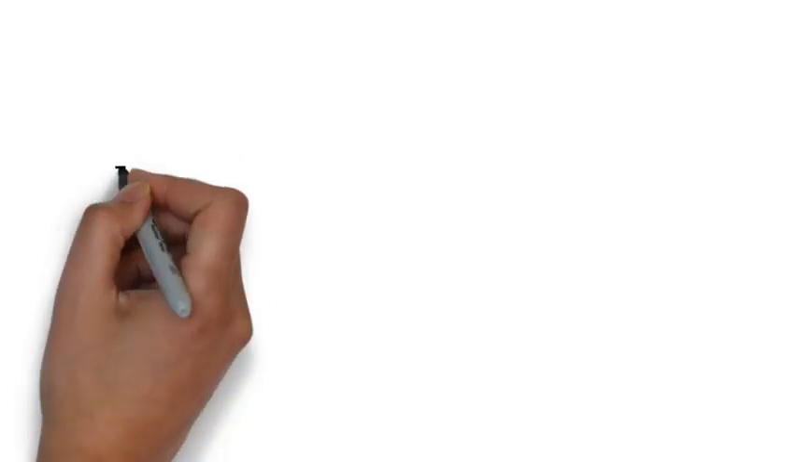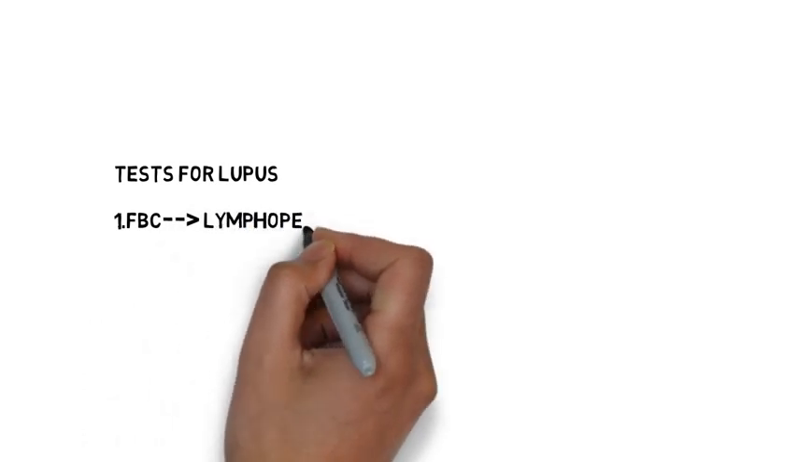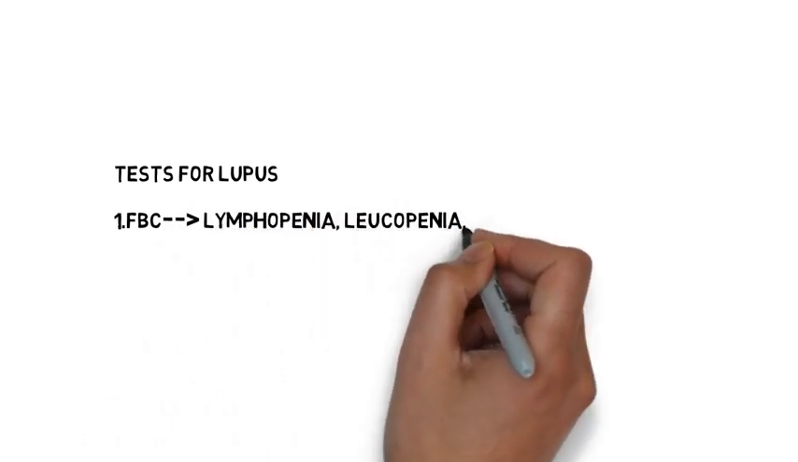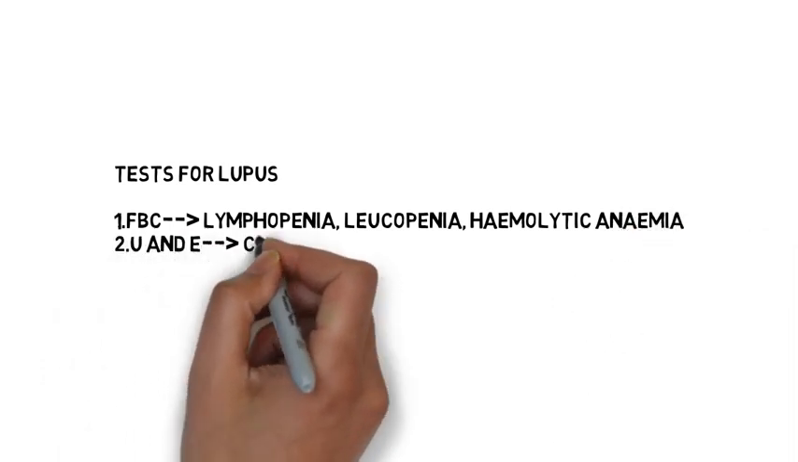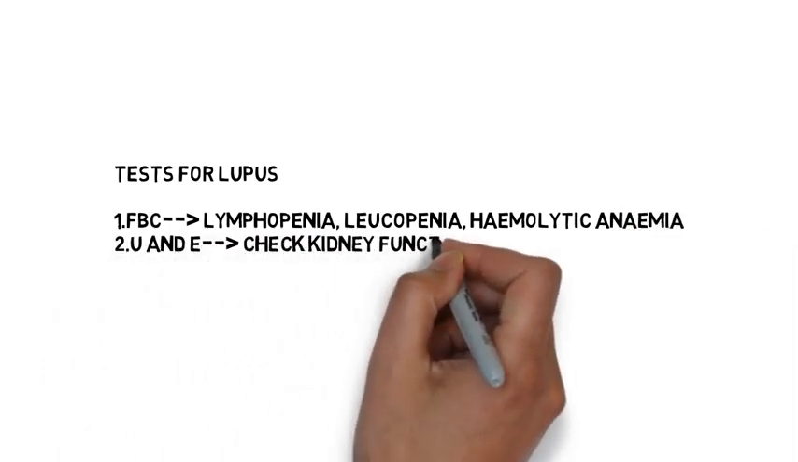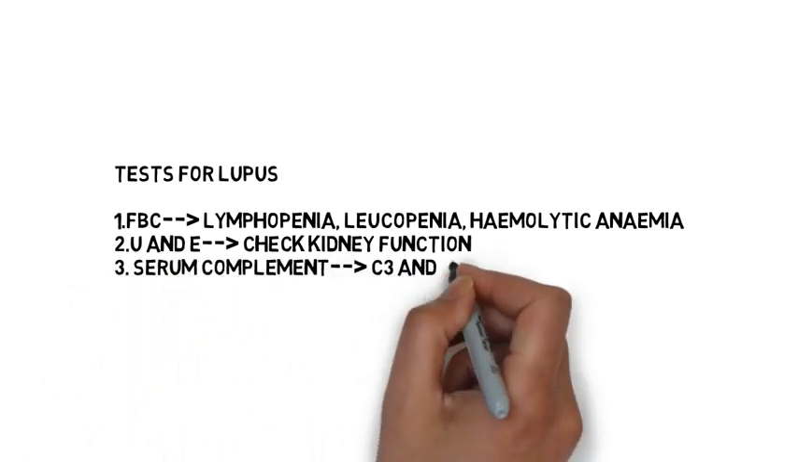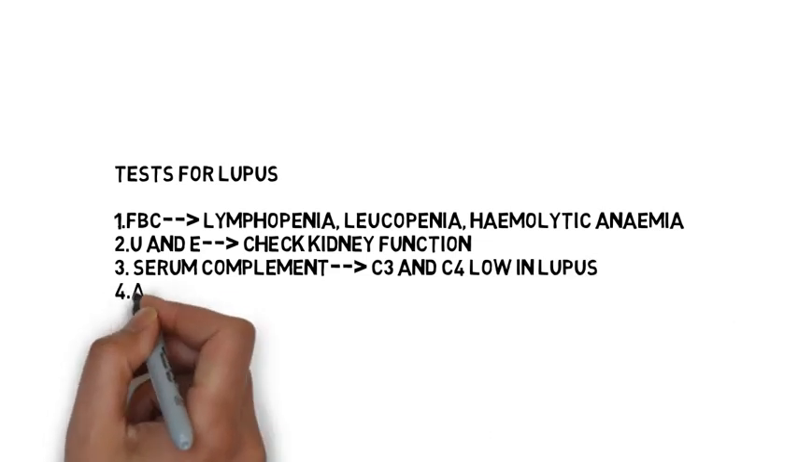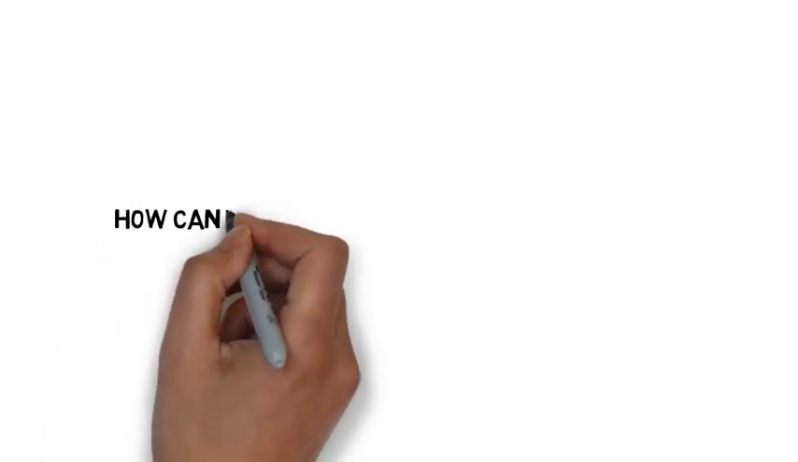What tests can be done? You do a full blood count to see are there any blood disorders such as leukopenia, anemia, and thrombocytopenia, a urine test, serum complement, and C3 and C4 are typically reduced in lupus, and you check for anti-nuclear antibodies, which are commonly raised.